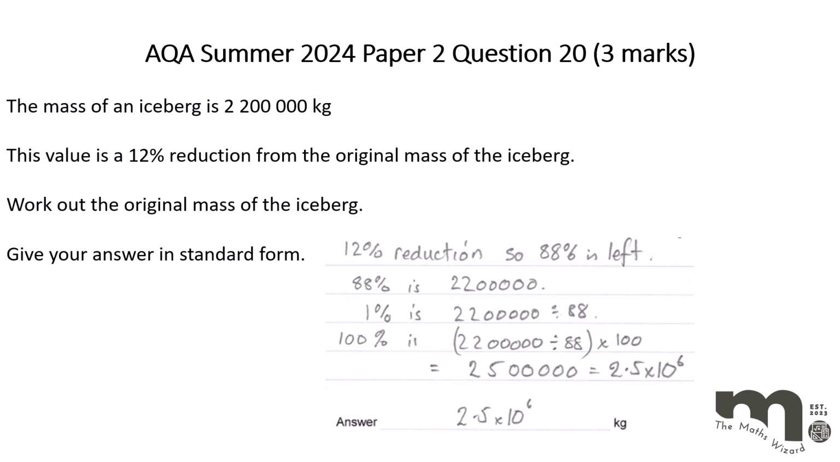And here is the AQA solution to this question. So they did it by going back down to 1%, which is the second method I showed you on the previous slide.